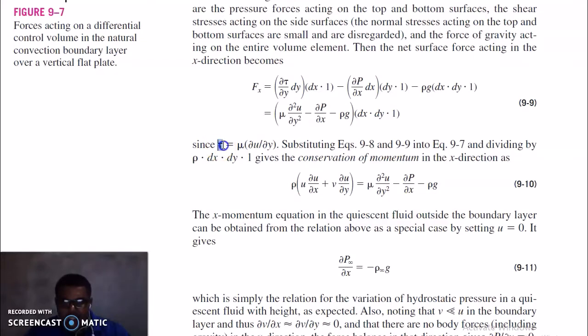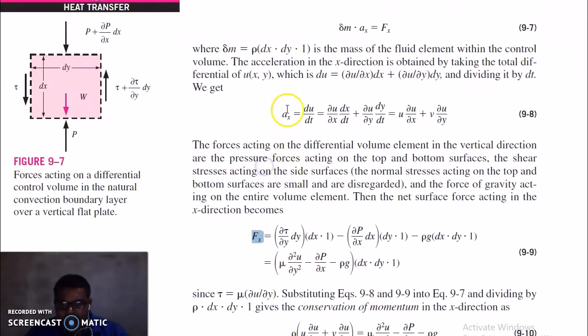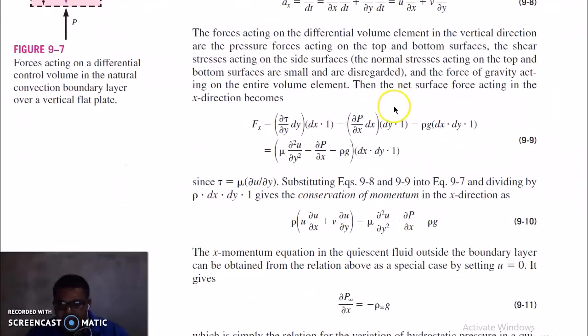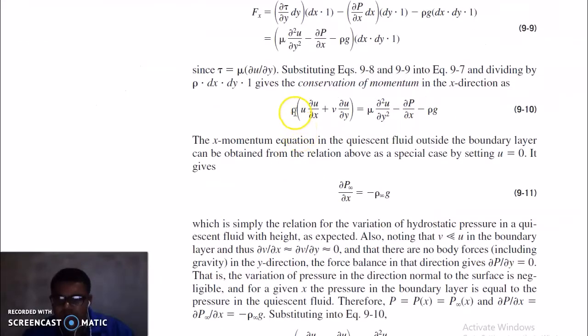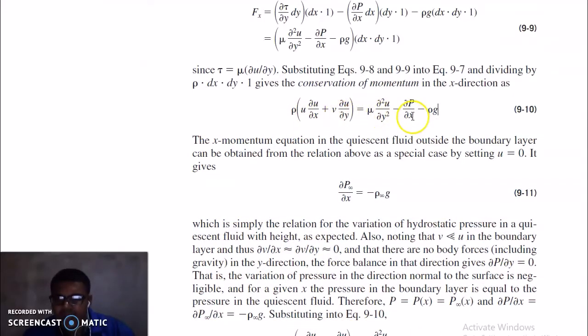We know by definition what the shear stress is equal to. So put the value of this shear stress into this equation and you will get this equation. Now substitute this Fx and ax into this equation here, and you will get this equation, which gives the conservation of momentum in the x direction. So this is the equation for the fluid which is flowing in the upward direction under the influence of the buoyancy force.